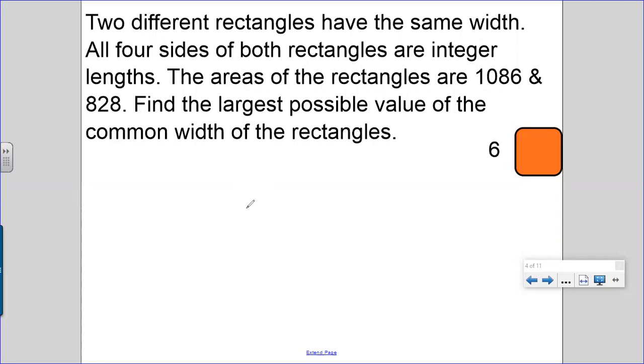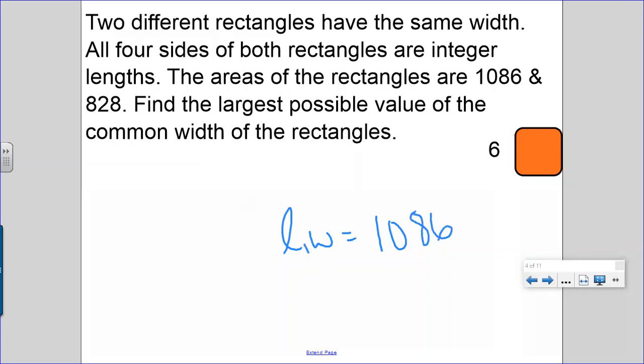I found the GCD of the two numbers. Yeah, so how do we find, we were told the areas. How do we find the area of a rectangle? Width times length. Length times width, right? So we know length times width, that's 1086.